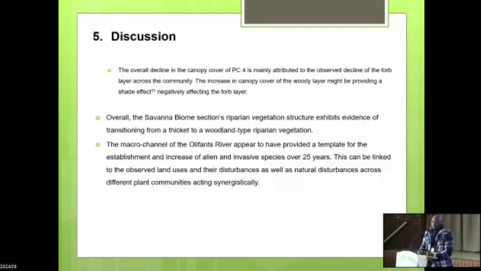Overall, I can say plant community 4 changed in structure in the savanna biome, from a thicket to a woodland type of vegetation, based on some of the vegetation changes that happened in the savanna biome. The big point is that the system allowed invasive plants, as I mentioned, to come into the system over time.